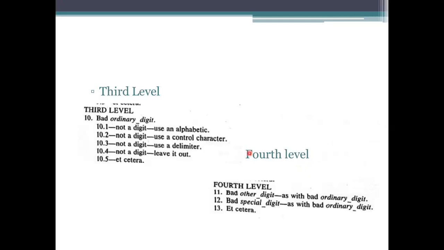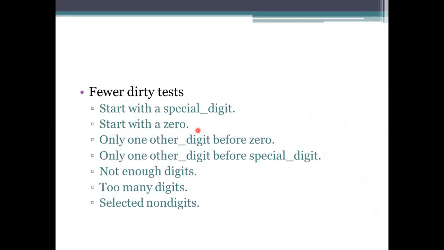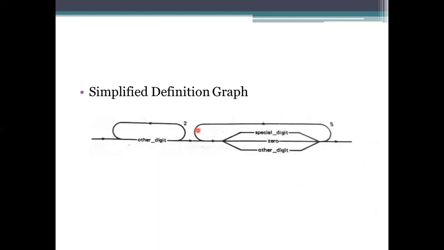In the third level, we are dealing with the input itself. Actually, it is a digit, but we are not giving it as a digit. We provide input other than a digit, whatever it is, a symbol or any element we can provide as input, and we should get the output as invalid input. These are the tests we have provided for the processing, and this is the simplified graph we are using here. It is specified here because the number part consists of an ordinary digit. Ordinary digit consists of other digit, zero digit, and then special digit.